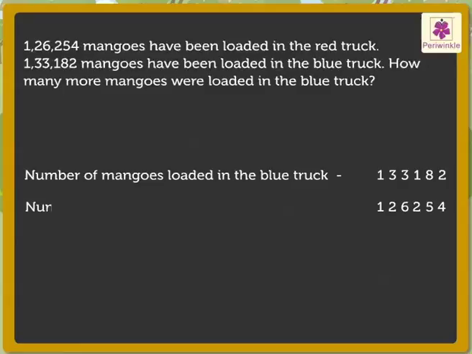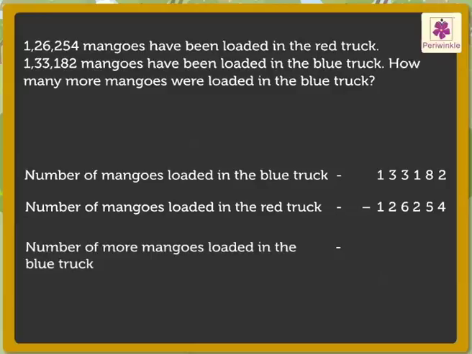1,26,254 are the number of mangoes loaded in the red truck. So, we write the statement as number of mangoes loaded in the red truck, 1,26,254. Now, let us subtract these numbers to get the difference.